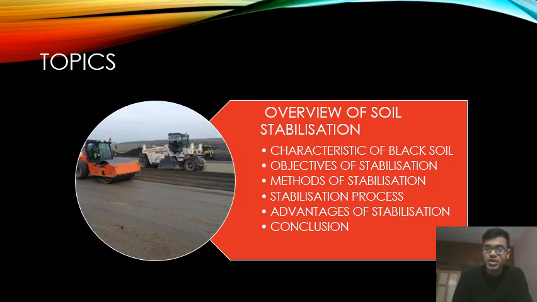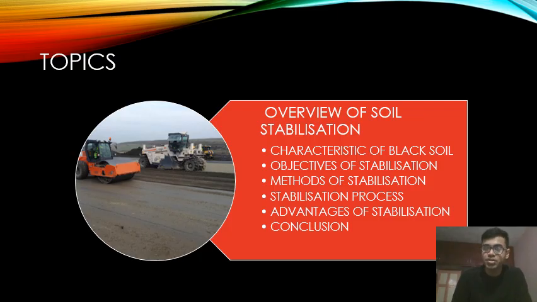Black cotton soil is a kind of montmorillonite structure of soil which has the tendency of absorbing water in its intermolecular particles. So it has the tendency of absorbing more water, and for this reason it has an affinity to swell and shrink during construction processes. So we need to stabilize this black cotton soil.